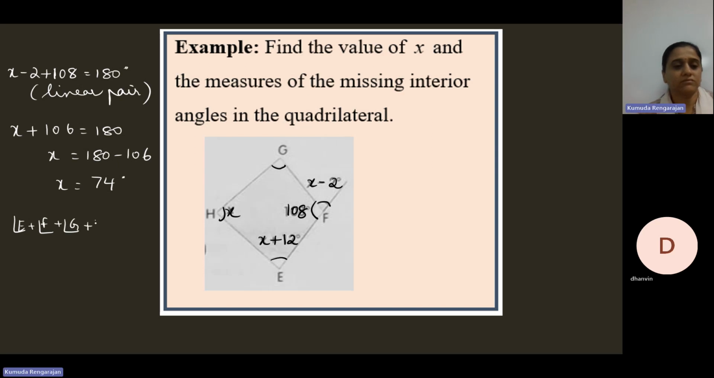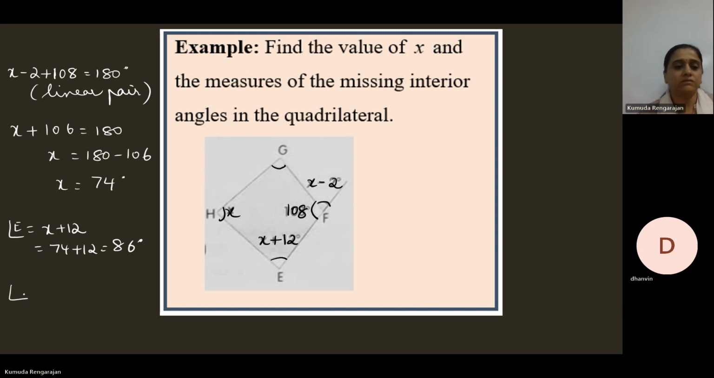How do we find G? What is G? How do we find G? Yeah, we'll do it. See, how much is angle E now? 86. Then, ma'am, X is equal to 74.